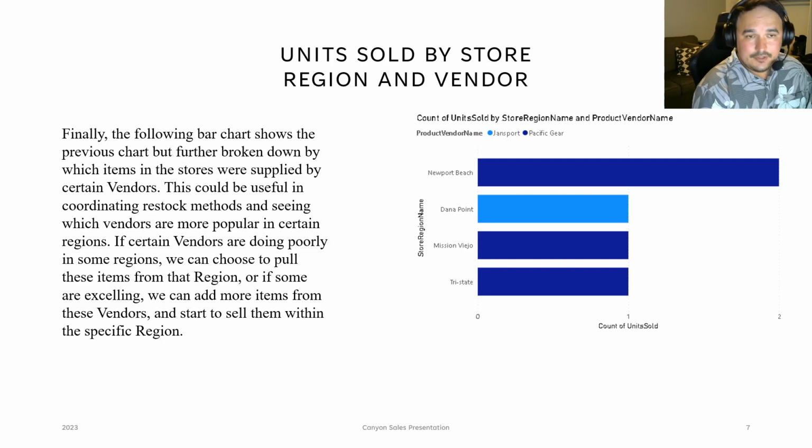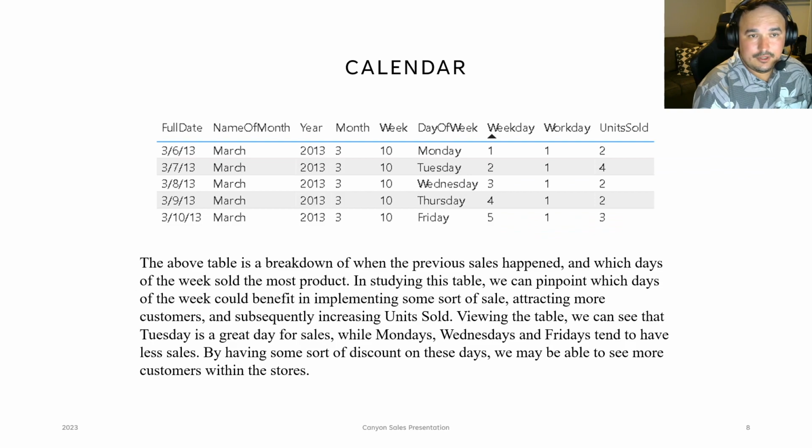This chart in particular could be useful for coordinating restocking methods as well, and seeing which vendors are more popular in certain regions than others. So, if certain vendors are doing poorly in some region or regions, we can choose to pull these items from that region, or if they're excelling, we can add more of that item from that same vendor, and hopefully track sales trends doing that. So on to the next one.